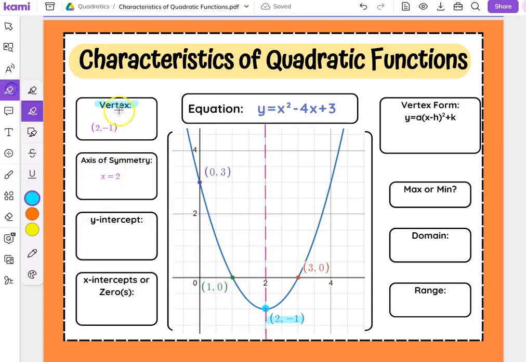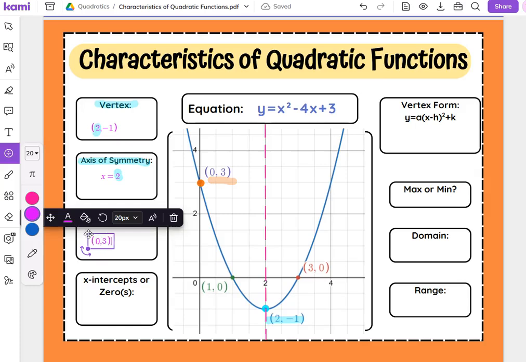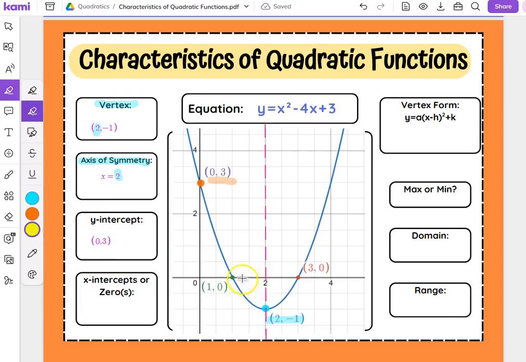Remember, whatever goes with my vertex also makes up my axis of symmetry. These numbers will always be the same. Then I've got my y-intercept up here on my y-axis at the point 0, 3. And then we've got our x-intercepts, or our zeros, here at 1 and 3. So at 1, 0 and at 3, 0. Those 2 points are our x-intercepts or our zeros.